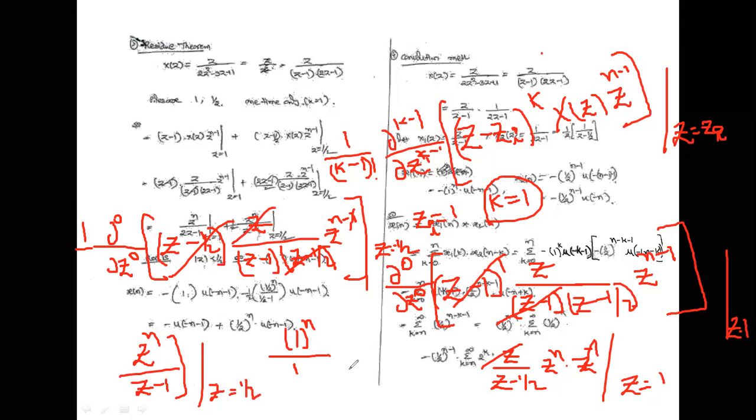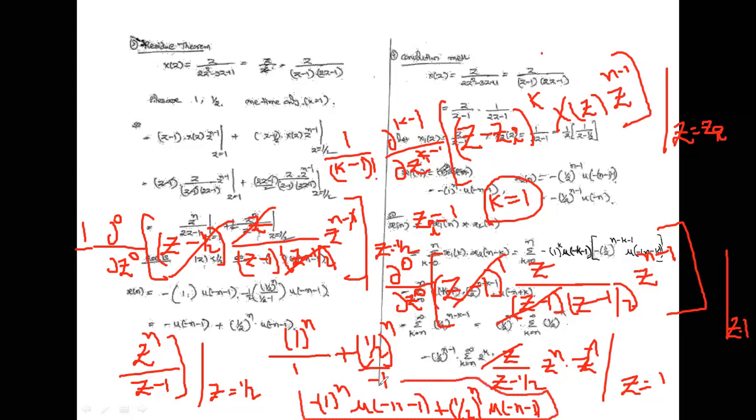I can substitute the 1 by 2 here: (1 by 2) whole power n and 1 by 2 minus 1, which becomes minus 1. So these are the two factors we got. But the given region is the left hand side. So left hand side means the value becomes (minus 1) whole power n u of minus n minus 1. Already we have the minus here. Now minus and minus is a plus, becomes (1 by 2) whole power n u of minus n minus 1. This is the final answer by using the residue method.